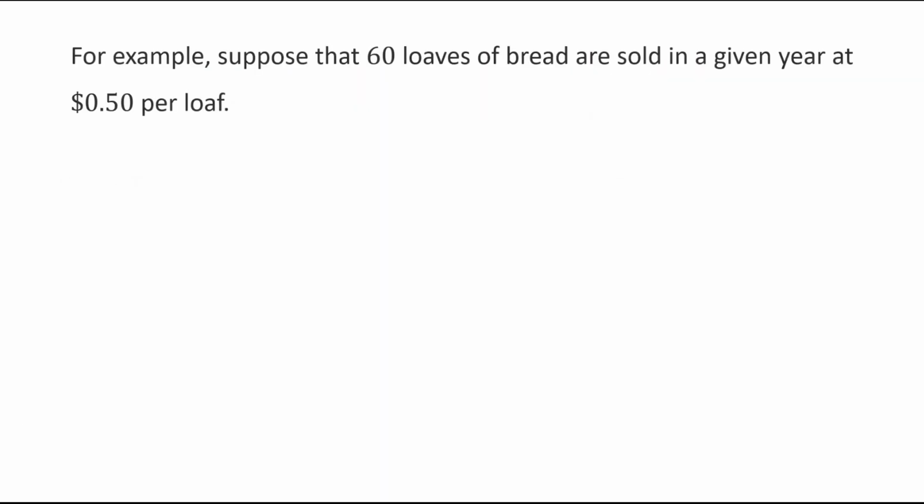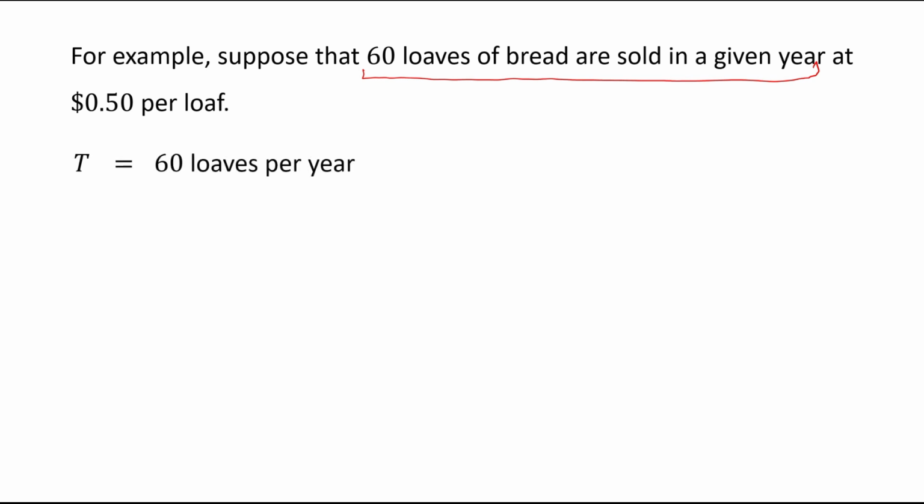Clear? Let's understand this with the help of an example. For example, suppose that 60 loaves of bread are sold in a given year at $0.50 per loaf. So when we are talking about 60 loaves of bread per year, these are the total number of transactions that happen during a year. So basically T refers to 60 loaves per year. Fine. And when we are talking about this portion, $0.50 per loaf, it is basically the price of a typical transaction.